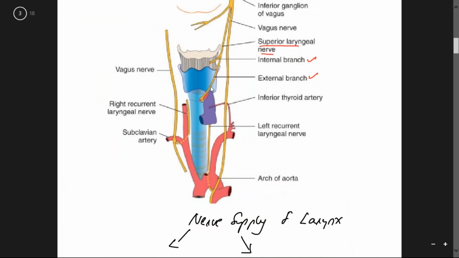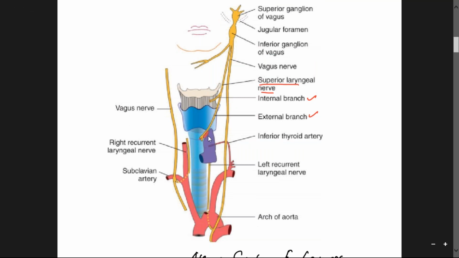This is the external branch of the superior laryngeal nerve supplying the cricothyroid, whereas the other muscles are supplied differently. You can see the cricothyroid muscle is placed externally, so that is why the external branch supplies the cricothyroid, whereas the internal branch gives sensation to the larynx above the vocal cords. Remember that. Now let me make myself clear again.